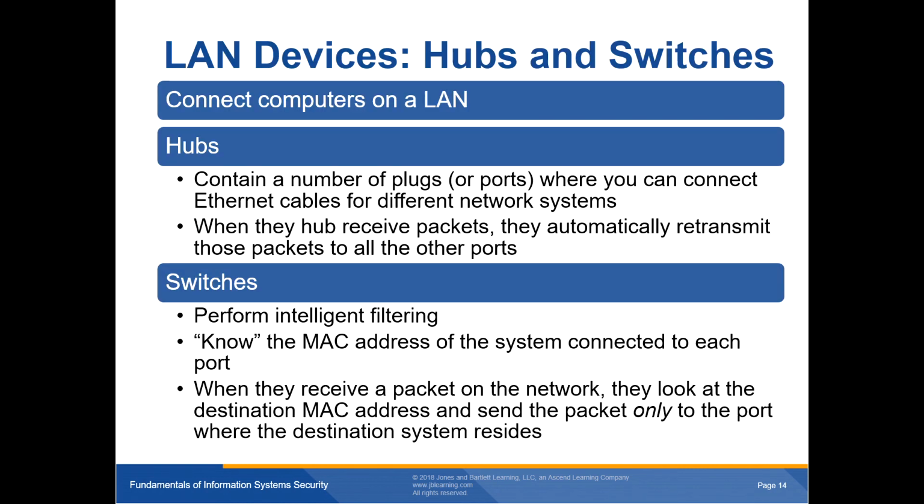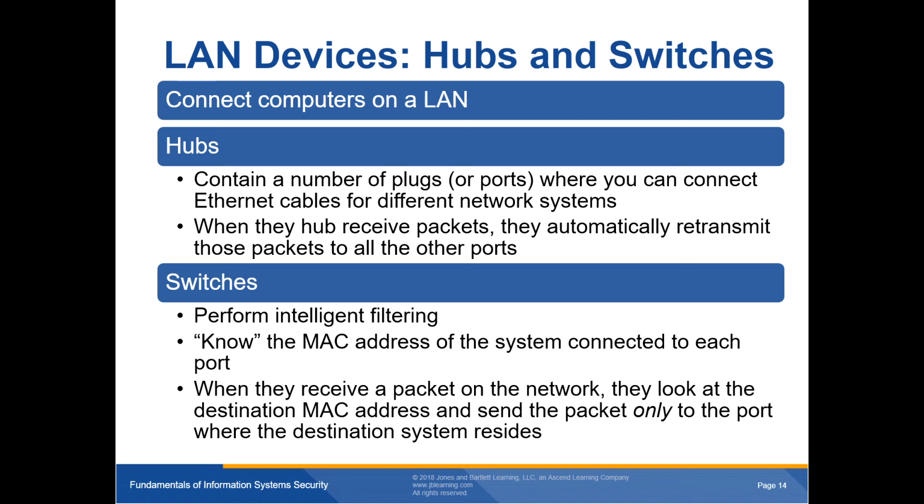Local area network devices: hubs and switches. They connect computers on a local area network. Hubs contain a number of plugs or ports where you can connect Ethernet cables for different network systems. When the hub receives packets, they automatically retransmit those packets to all the other ports. However, a hub does not inspect the packets and therefore does not direct the packets in any way, shape, or form other than the cabling that comes outside the port of the hub.